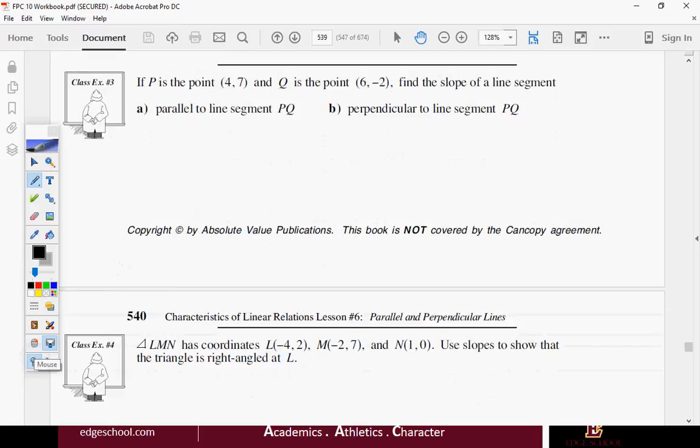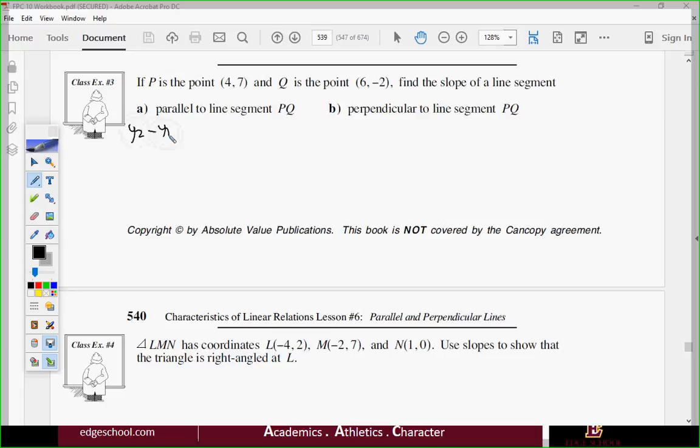If the point P is 4, 7 and Q is the point 6, -2, find the slope of the line segment. So how do we find the slope of this? We learned this yesterday. That slope formula, we have 2 points. So please don't forget that. Remember, we have to go y2 minus y1 over x2 minus x1 equals m. So in this case, -2 minus 7 over 6 minus 4, -9 over 2.